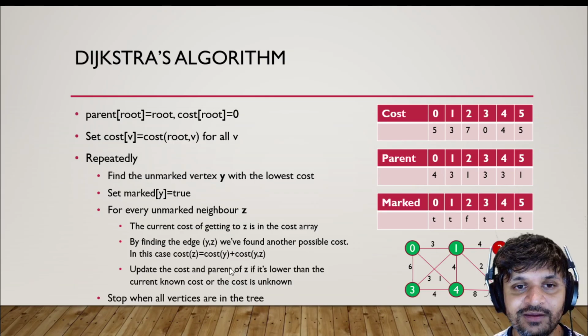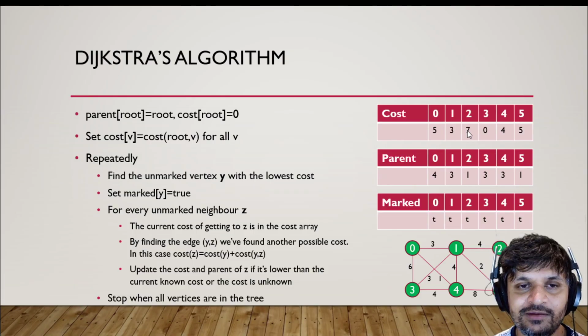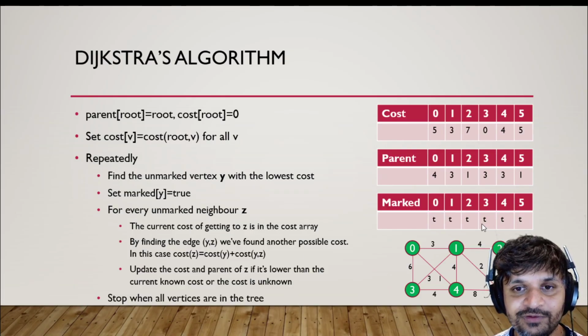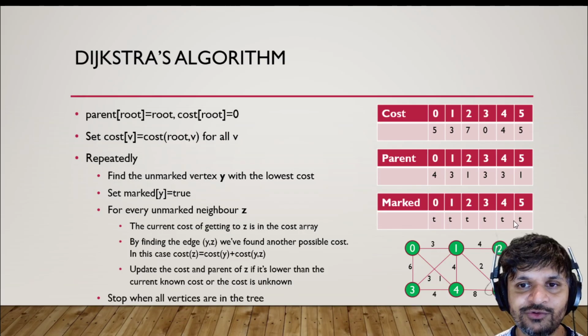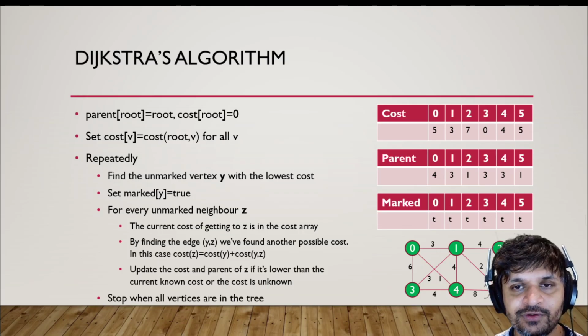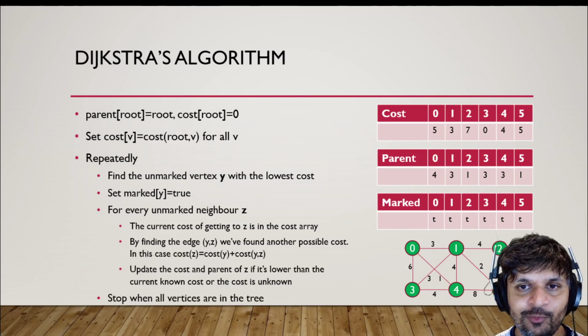And the next thing says pick the cheapest vertex. That's find the unmarked vertex with the lowest cost. And there's only one unmarked vertex, vertex 2. So now I pick it. And then I say for every unmarked neighbor z, and there's nothing in there. So there's no unmarked neighbors. And then stop when all vertices are in the tree. Now, when I look at my marked array, all items are true, which means all vertices are in the tree, and I'm done. When I'm done, I've ended up with a parent array which represents my tree.